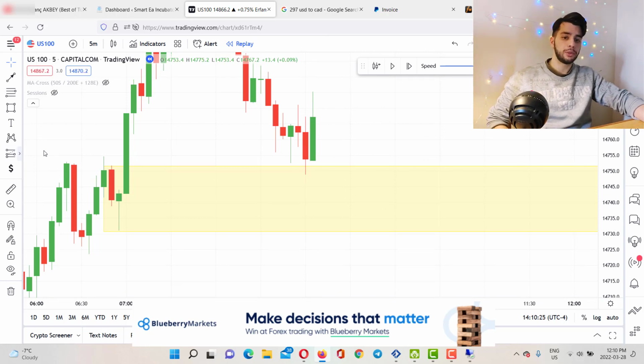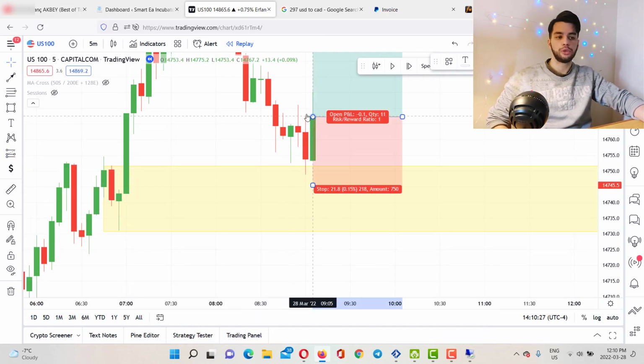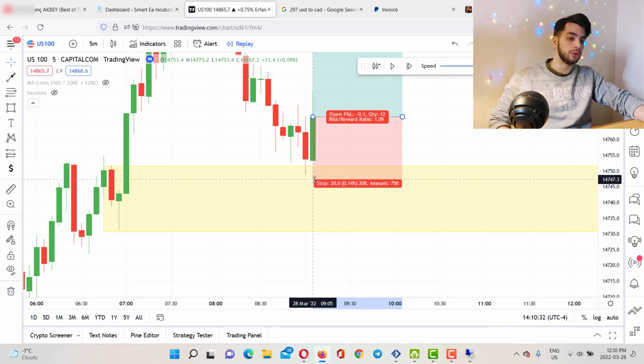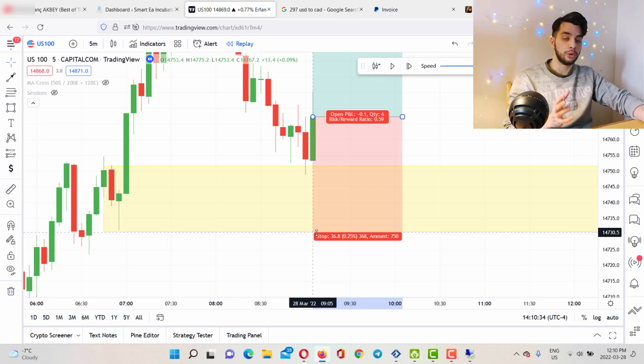But if you wanted to trade this situation, you could have taken your trade by a trade here. Some people put their stop loss below the candle. I personally prefer to put it below the zone.